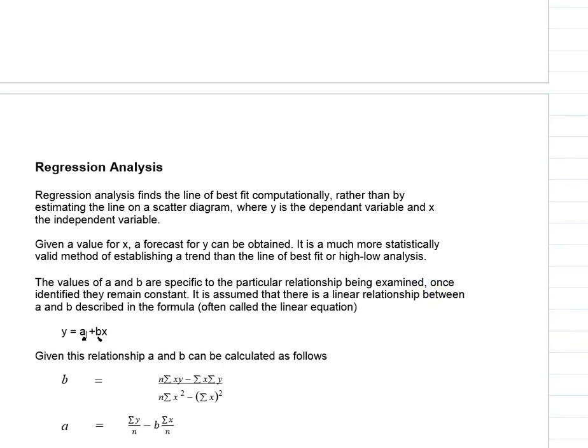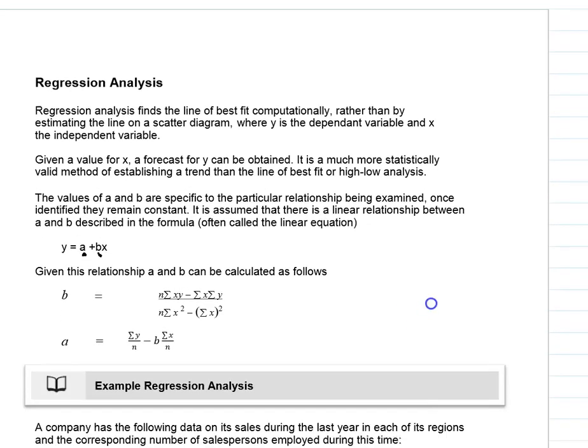These formula you do not need to memorize. These formula will be given in any examination where you need to use them. All you need to do is to know how to derive A and B using the formula. Let's just look at an example.